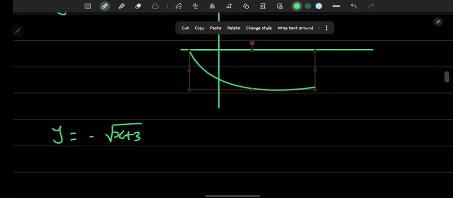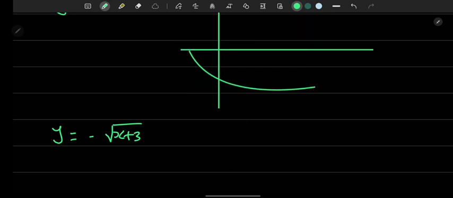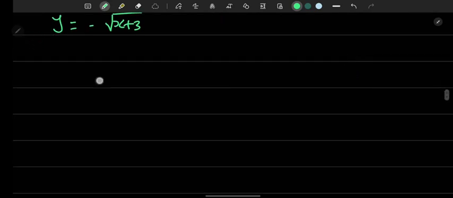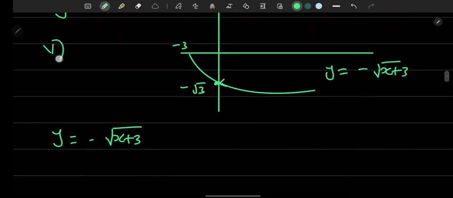Where this place now will be minus 3. Let me just put that here. This place now will be minus 3. And the y-intercept is important here. For the y-intercept, when x is 0, we have 0, minus square root of 3. So this is the graph for y equals minus square root of x plus 3. This is number 5, don't forget that.